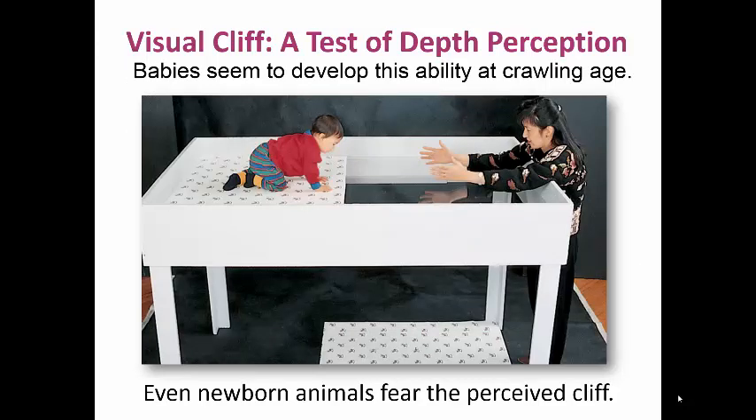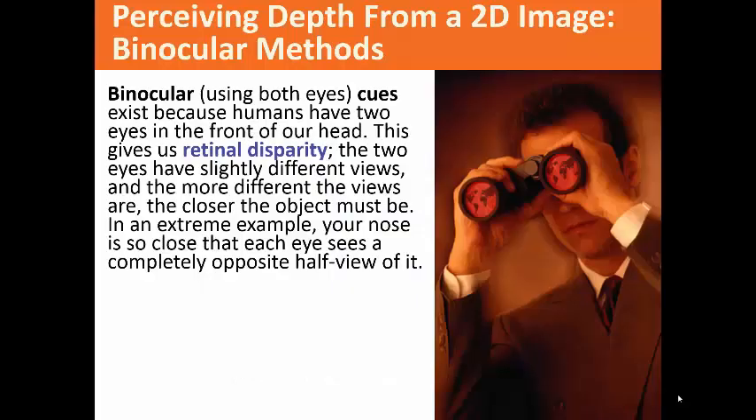So one cool thing is called the visual cliff, which is our test of our depth perception. And we developed depth perception around the time that we start to crawl. So they did experiments with babies. A little kid wouldn't understand that he could potentially fall at the end of this mat. However, this little baby knows that he's not going to go any further, even though his mom is calling him, because there's the potential that he may fall, although he cannot because it's a glass table, but he doesn't quite realize that. So even newborn animals fear the perceived cliff.